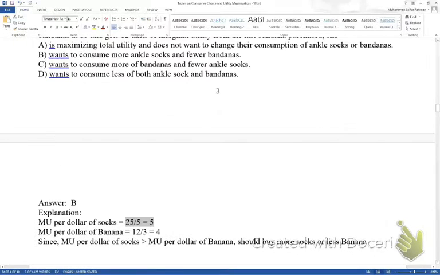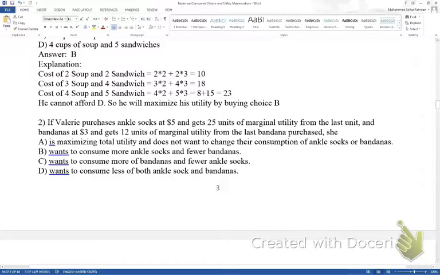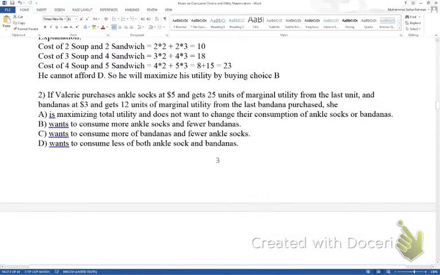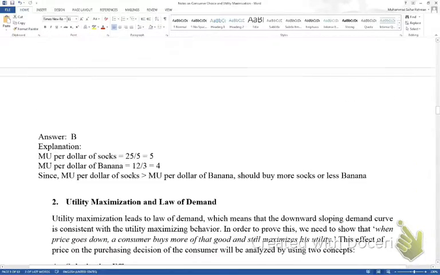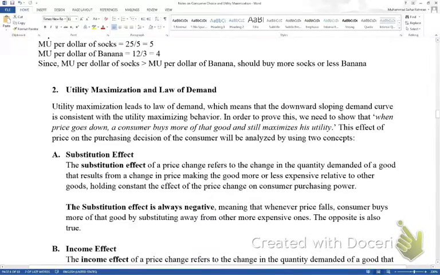If you look at the answers, you can see that our option number 1, where we can buy more socks, is not available, but our option number 2 is available. It says you want to consume more ankle socks and fewer bananas, and it makes perfect sense, right? So this is one way to look at utility maximization, by looking at the marginal utility per dollar condition.